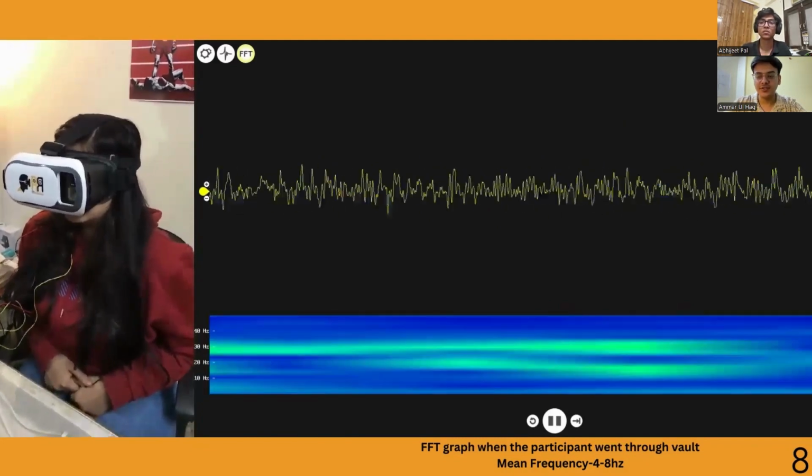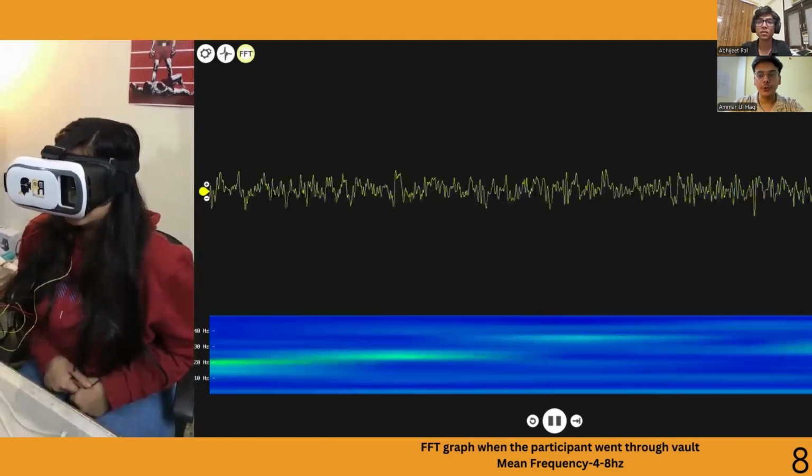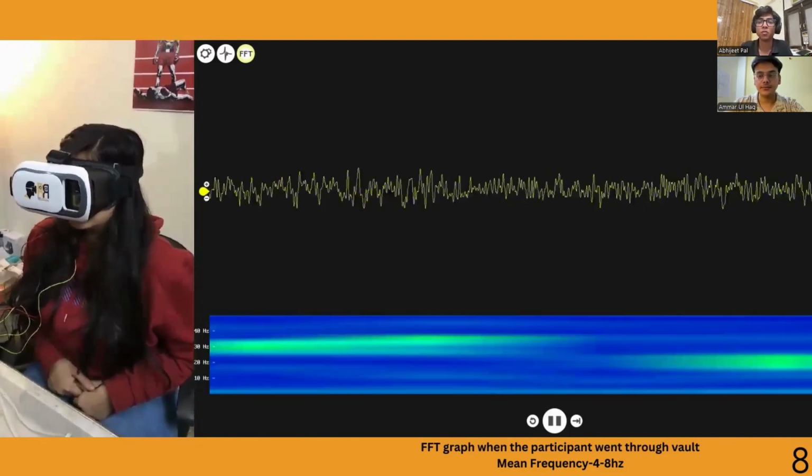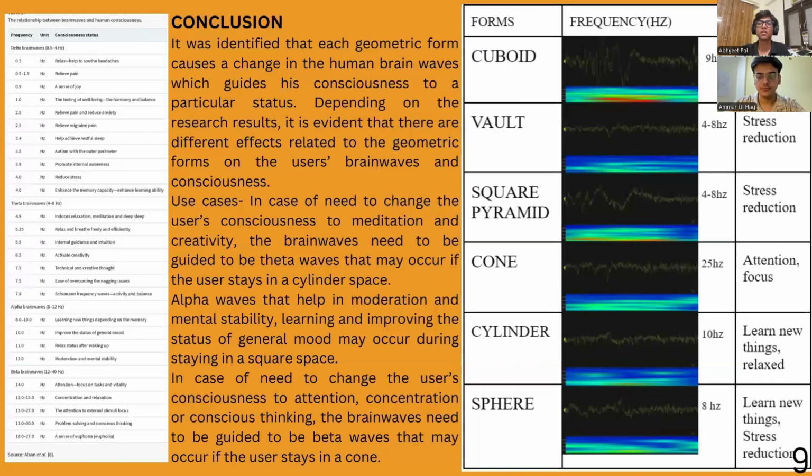After recording the frequency from all six forms, we concluded that each geometric form causes a change in the human brainwave pattern, which guides consciousness to a particular status. Now, this measurable and predictable relationship can be used in identifying appropriate geometric forms that are most suitable for required uses and functions. For example, when designing a classroom or a lecture hall, the objective is to create an environment that fosters attention and conscious thinking, ensuring optimal functionality.